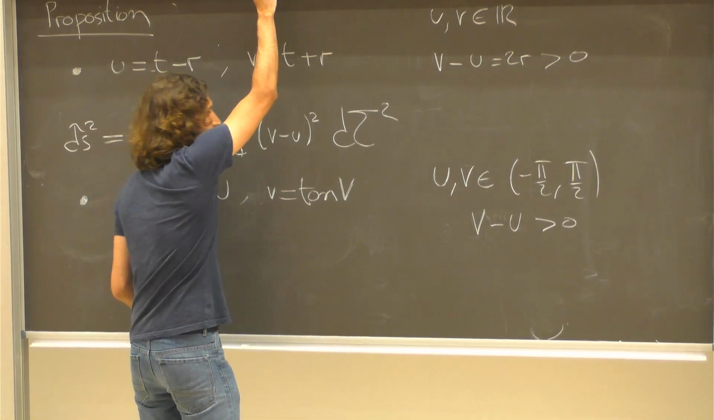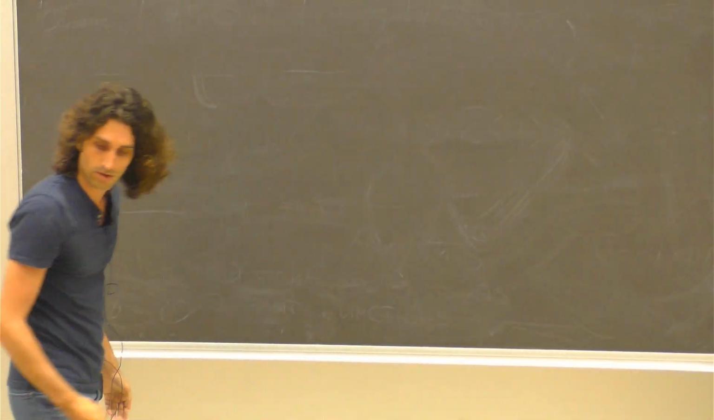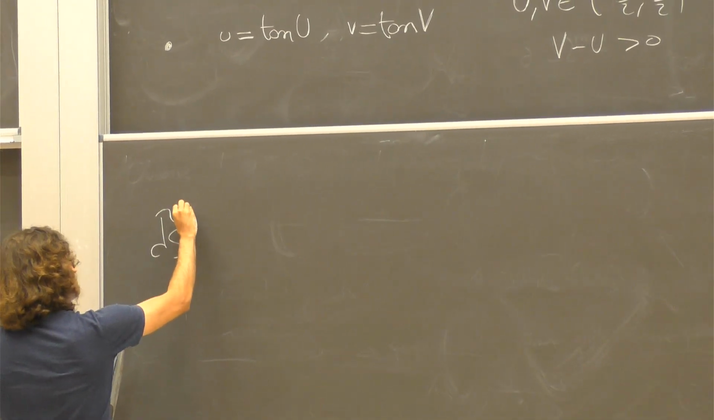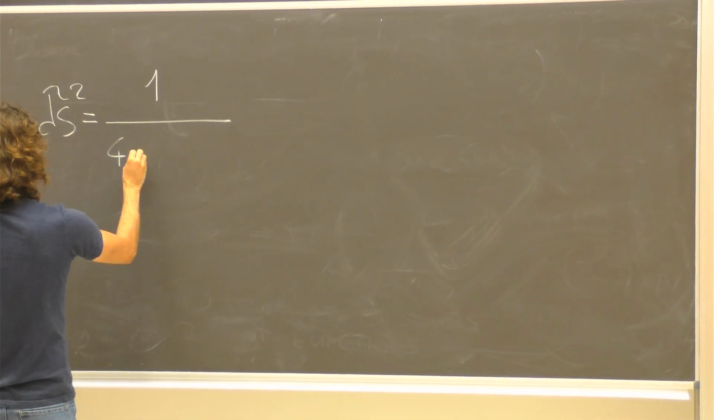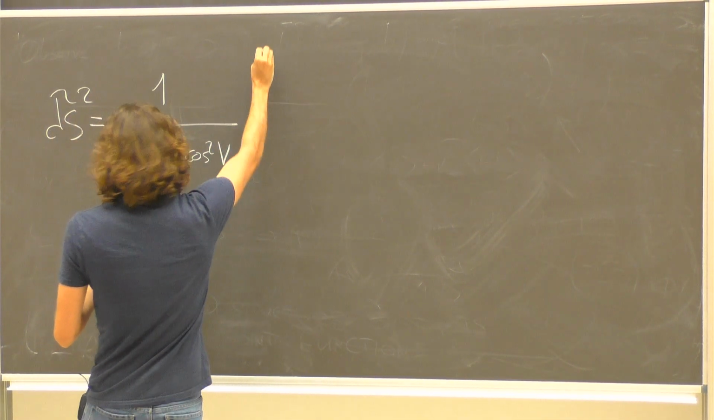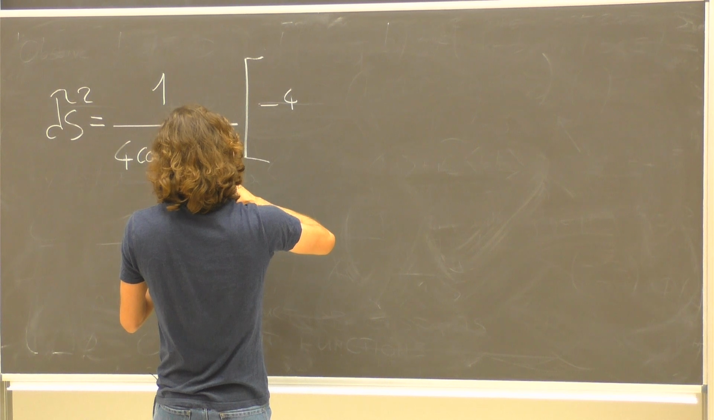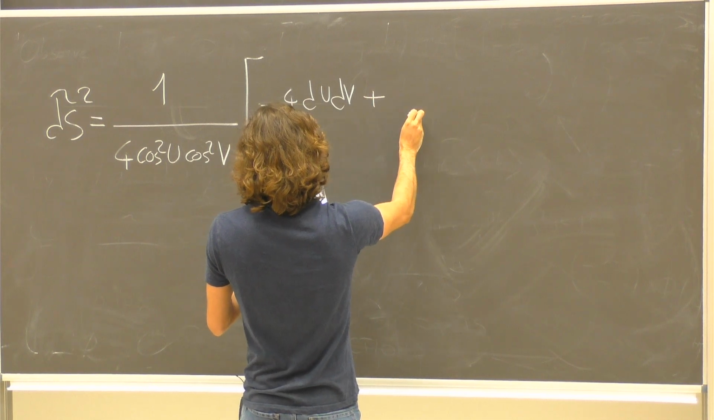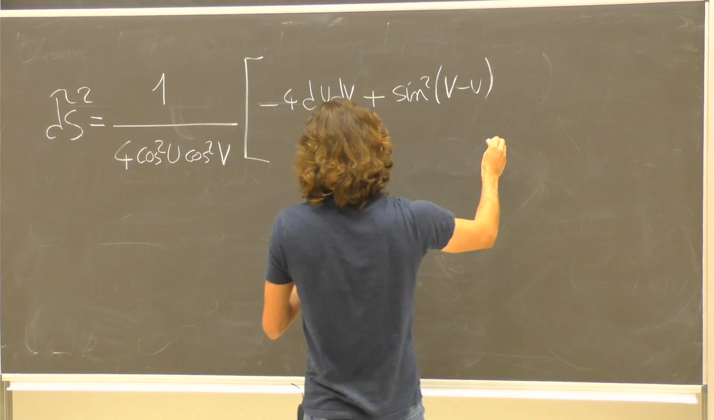Let me take another blackboard to write the final metric, because this is the most important part. So what do we get from this coordinate transformation? We get the following: 1 over 4 cos squared U cos squared V times minus 4 dU dV plus sine squared (V minus U) d sigma squared, hopefully the numbers are right.